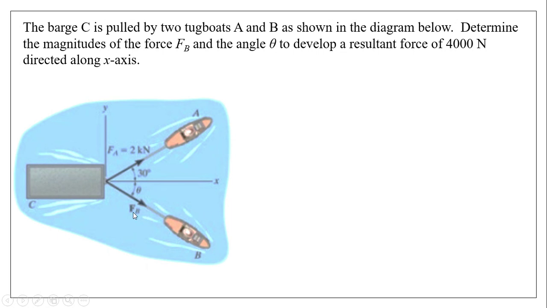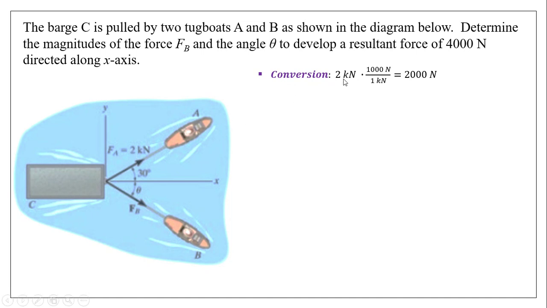Here's the F of B on the bottom, and here's the angle theta that's unknown. So let's go ahead and find F of B first. The one thing you should notice right away is that the units are a little different here. The magnitude of the resultant force is 4,000 newtons along the x-axis. However, in the diagram, the force applied by tugboat A is given as 2 kN. So K here is just kilonewtons. You should definitely pay attention to units as you practice.